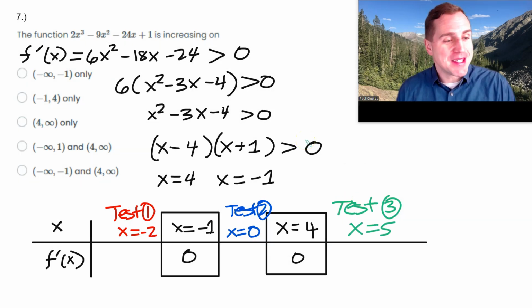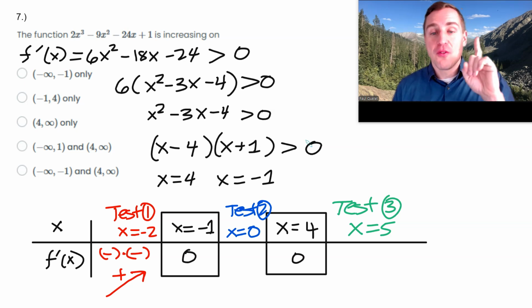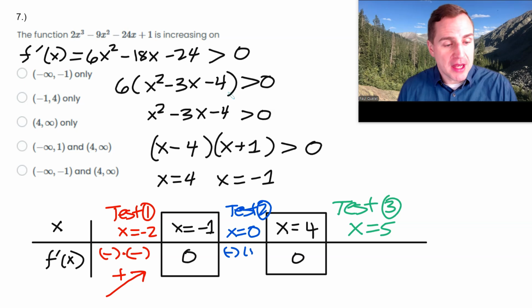All I care about is the signs of this product. So if I plug in x equals negative 2, notice negative 2 minus 4 is a negative. And then I plug in negative 2 plus 1, that's a negative. Negative times negative is positive. I don't even care what the number is. But the point is, positive means the function is increasing because it's a positive first derivative. For test point 2, if I plug in 0, I'm going to have negative 4, which is a negative, times 1, which is a positive.